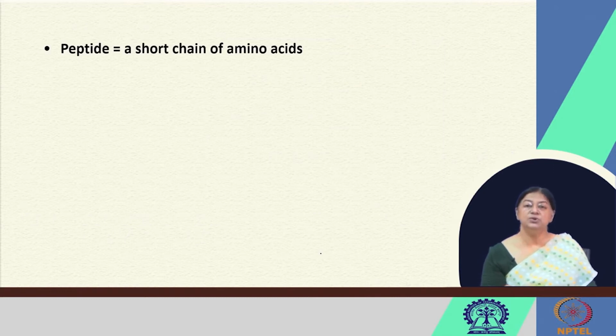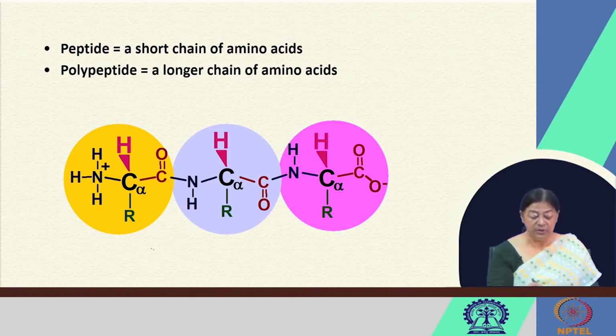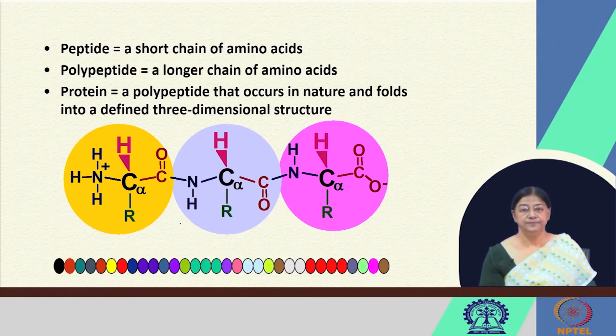So, a peptide is going to be a short chain of amino acids. The polypeptide, as we call it, because it is going to be a polymer of amino acids, we will call it a polypeptide. We can then have a very long polypeptide chain that is going to fold into a unique 3-dimensional structure that defines what a protein is.